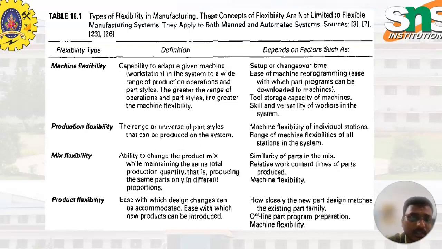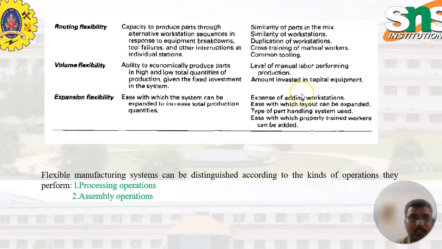Machine flexibility is the capability to adapt a given machine workstation in the system to a wide range of production operations. So we can connect n number of machines in a single layout, and give the component to the particular machine for that work. Production flexibility is the range or number of part styles that can be produced on the system. They can do one operation and directly move to the next operation. Then mixed flexibility. These are some of the advantages.